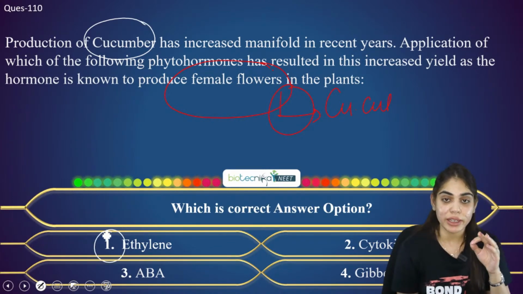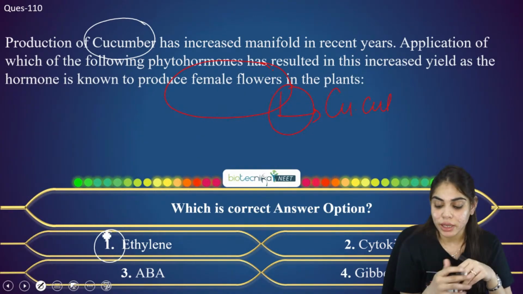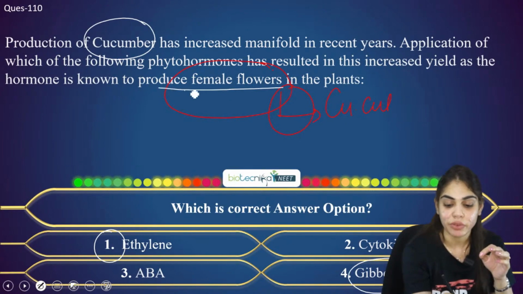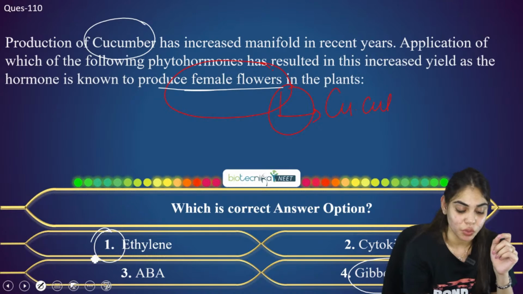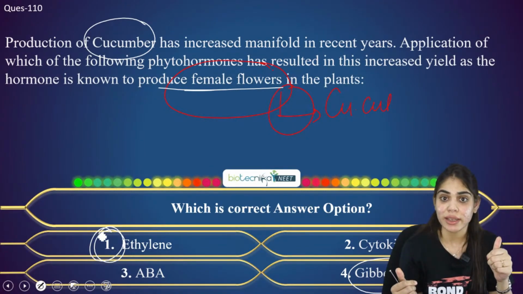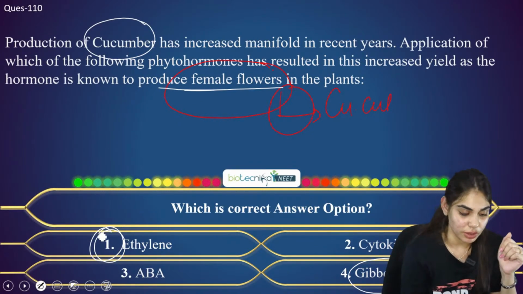But make sure, if it is given about the size, the increase in size is done by gibberellic acid. But here it is asking about the number. More female flowers, that means the right answer is option 1, because more number will go for ethylene. But if it is about size, then always gibberellic acid or gibberellin is responsible.